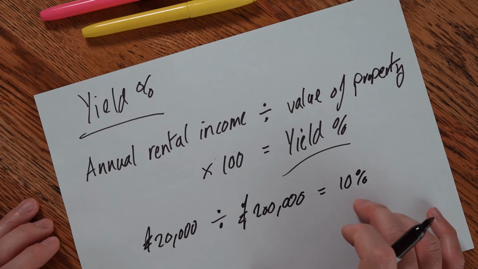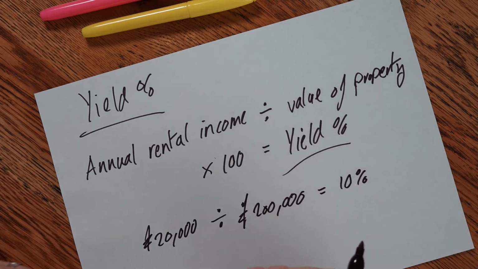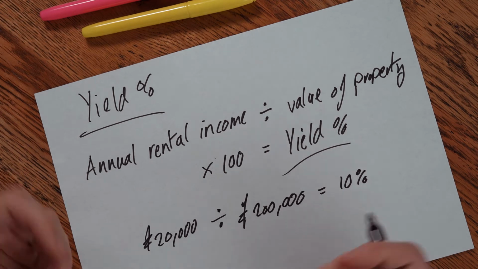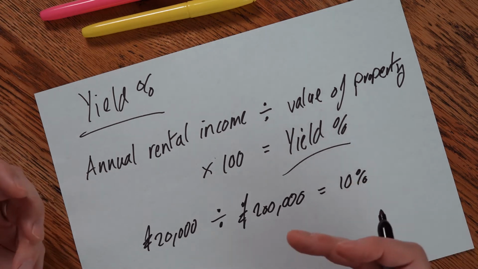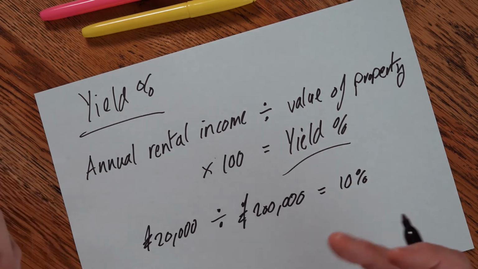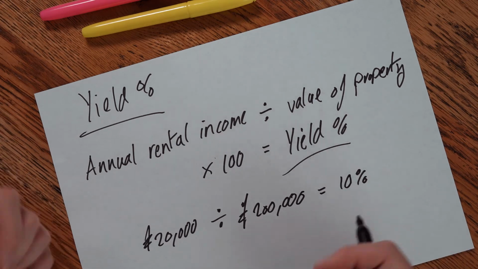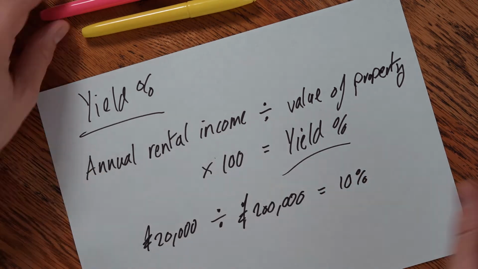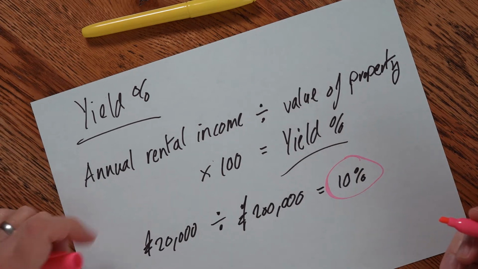So why we'd want to use this formula is because we're going to use it as a basis of comparison between different properties. It allows us to compare properties based on their yield amount, and we're looking to get the highest yield possible when we're looking at a buy-to-let property investment. The higher this number, the better.